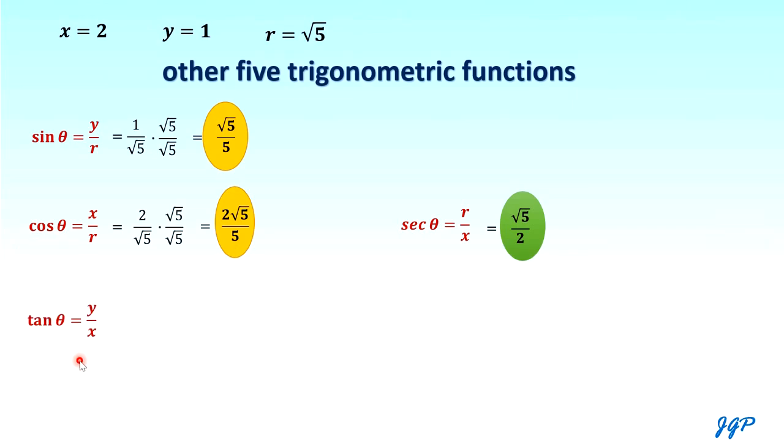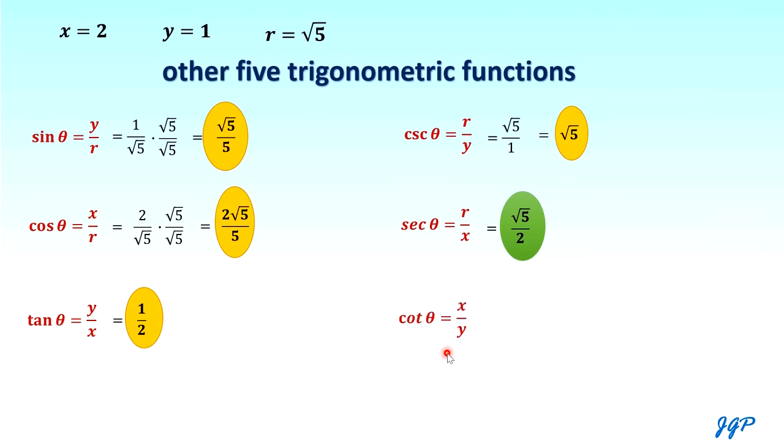For tangent theta, that is the value of your y over x. Replace y by 1 and replace x by 2. And here it is. And that is the value of your tangent theta, 1 over 2. For the cosecant theta, we have r over y. Replace r by square root of 5 and y by 1. So you have now square root of 5 over 1, or you can write it as square root of 5. So that is the final answer for the cosecant theta.